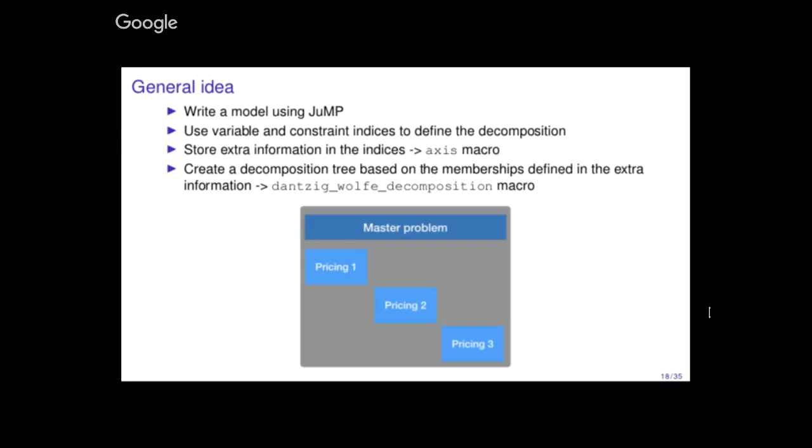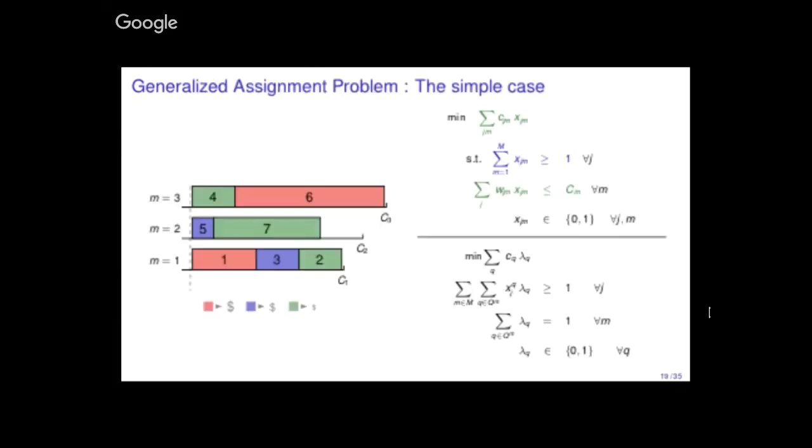So the user defines his JuMP model for his problem as if he would feed it to a simplex solver, but with some few extra pieces of information that are given through block decomposition. It basically tells, using the variable and constraint indices, what his decomposition is going to be. He does that through the axis macro, which is defined in block decomposition. And then once he has defined his decomposition, he calls the Dantzig-Wolfe decomposition macro, and this will take all this information and put it in the right places.